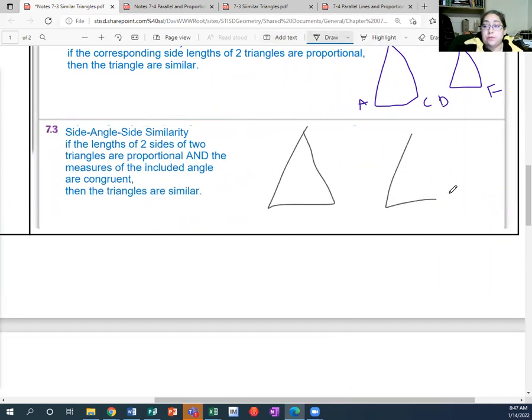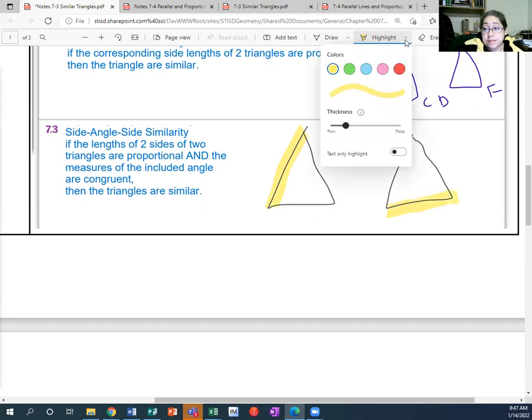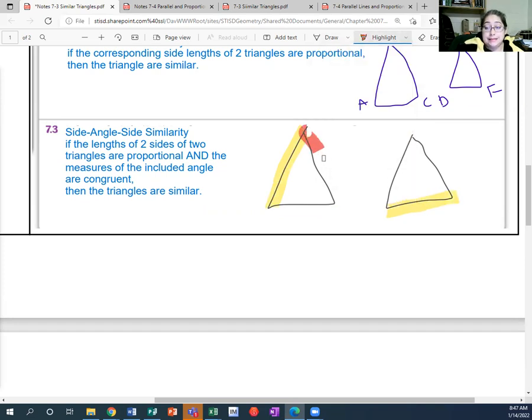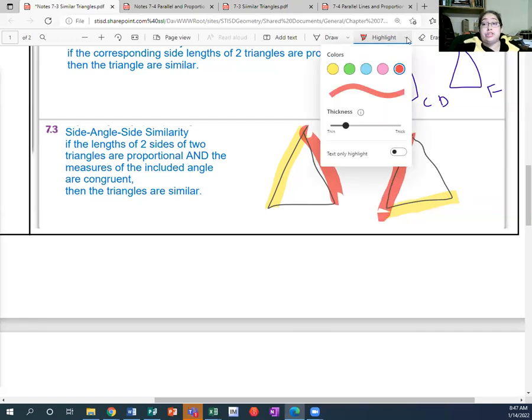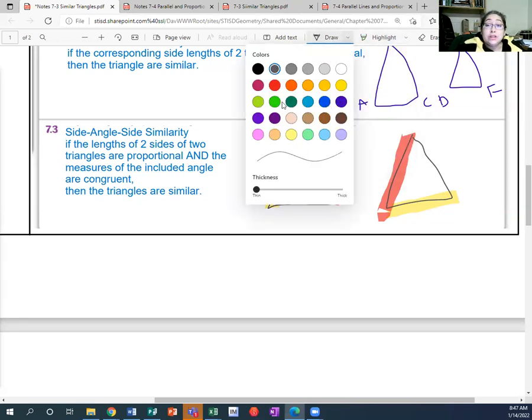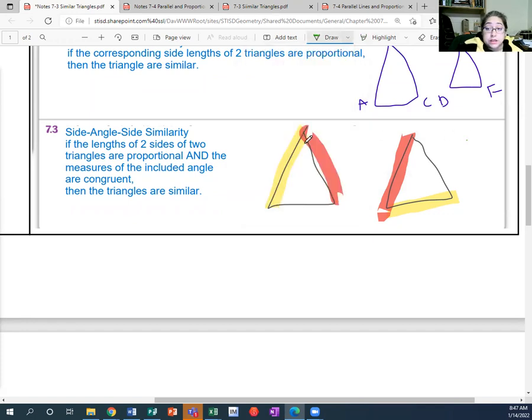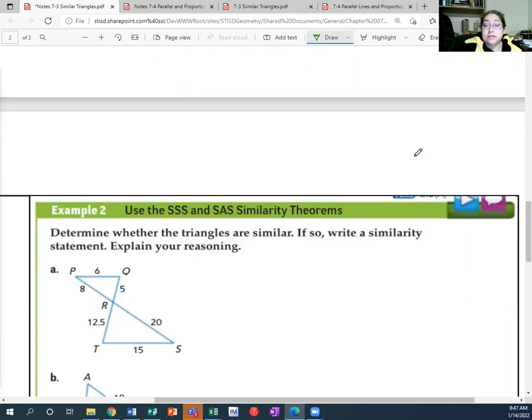So for this one, we need proportional sides. So this side should be able to create a fraction with, say, this side. And this side should be able to create a proportion with this side, and those fractions are the same. And the included angle needs to be congruent. That is the angle that's created by those two pairs of sides. Okay, so this should look really similar to the side angle side congruence. All right, let's run an example on that.